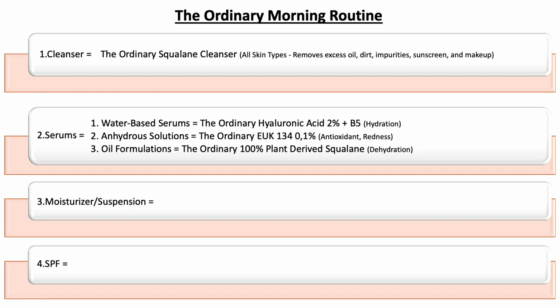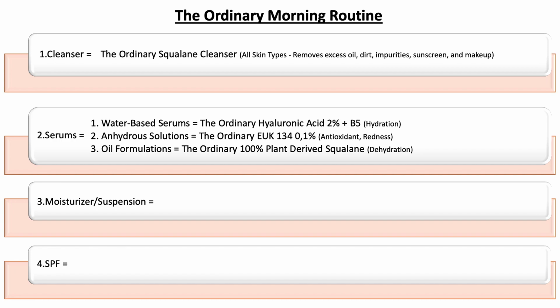I'm going to get started with hyaluronic acid. Then I'm moving on to EUK, and then I'm going to move on to the squalane. So this is basically how you can properly layer 3 different bottles in one routine. How you can also properly layer them depending on their formulations. And now I'm going to move on to the next step, which is my moisturizer and or a suspension.